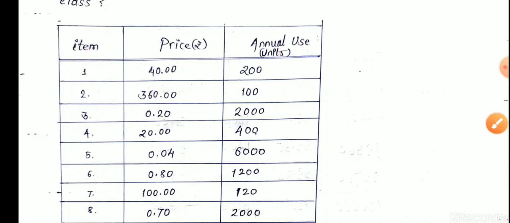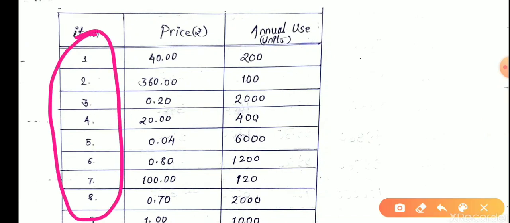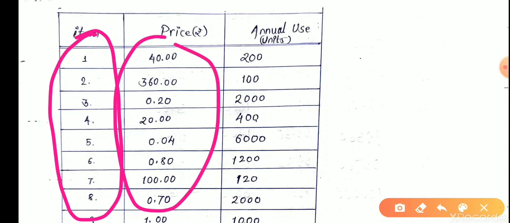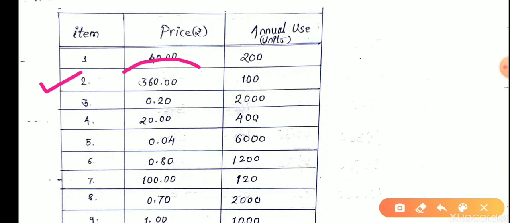Item number 1. Sometimes alphabets like A B C D P Q R S or A1 A2 B1 B2 B3 may be given as the name of that particular item. A unit price is the price of a particular item per unit. For example, if item number 2 is water, then its price is 360 rupees, maybe per liter, per barrel or per meter cube, whatever its unit may be. Annual usage is 100, meaning 100 liters or 100 barrels or 100 meter cubes.